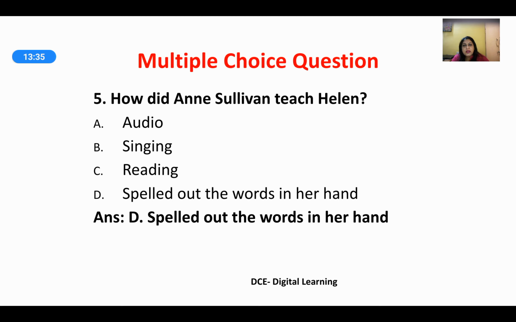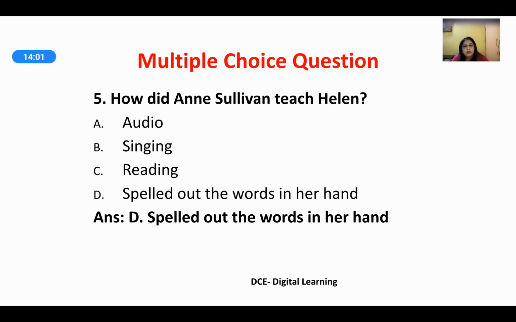How did Anne Sullivan teach Helen? This is very important. Unlike the conventional teaching, Anne Sullivan did not make Helen sit in a place and teach her through the course of sign language. What were the options through which Anne Sullivan taught Helen? The options provided are audio, singing, or reading. Or did she spell out the words in her hand? And the answer is option D.